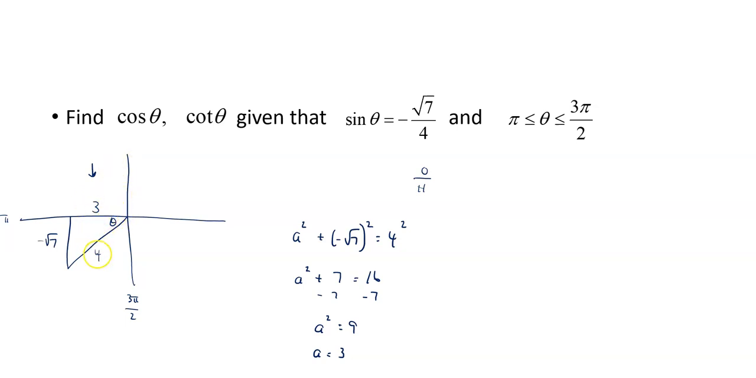Cosine is adjacent over hypotenuse, so 3/4. Cotan, instead of being opposite over adjacent, is adjacent over opposite, so 3 over negative root 7, which when you rationalize it, you'll get negative 3 square root of 7 over 7. Oh my goodness, I turned my negative from being on the bottom to being on the top. Does it matter? No. Right? As long as it's on one of the two, we're okay.